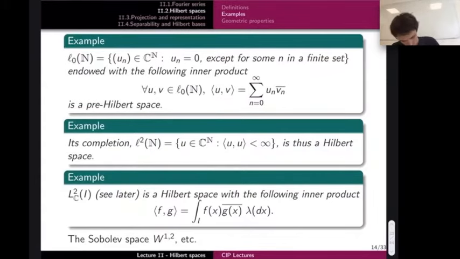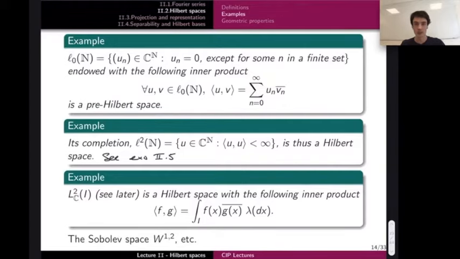Right, so here again you have the previous example, L0 of N, with the inner product that I introduced before. Like I told you, this is not a complete space, and its completion is actually this space, L2 of N. And you have an exercise, I think it's exercise 2.5, where you have to prove that this is indeed a complete space. So this is then a Hilbert space for this inner product, right? And later we will work a lot with this space.